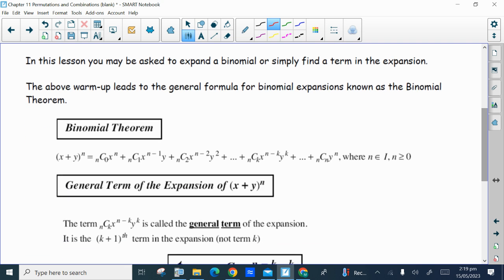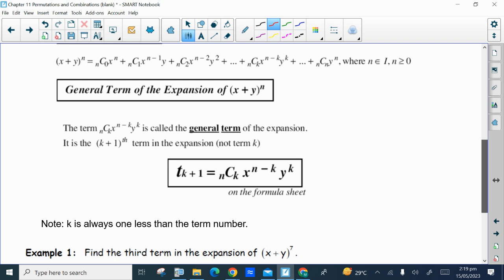If you have x plus y to the power n, that is nC0 x to the n, then nC1 x to the n minus 1, and then now in the second term, you're going to get y to the 1, and then nC2 x to the n minus 2, then it's y squared, and so on. But the general term of the expansion, x plus y to the power n, is this formula right here. That's on the formula sheet. It is the k plus first term in the expansion, not term k.